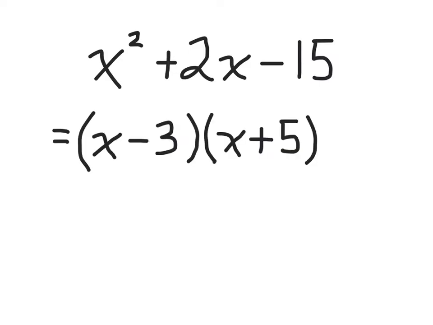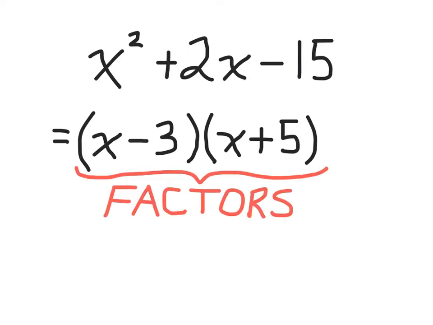Just like the factors of 10 were 5 and 2, the factors of x squared plus 2x minus 15 are x minus 3 and x plus 5. If we multiply the factors together, we should end up with the original expression.